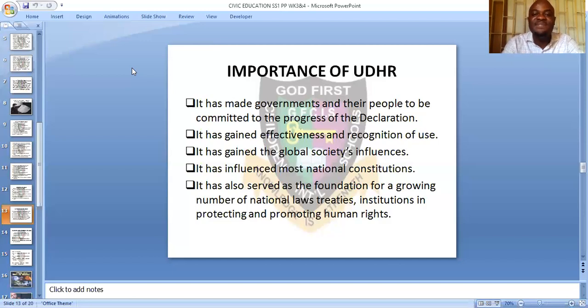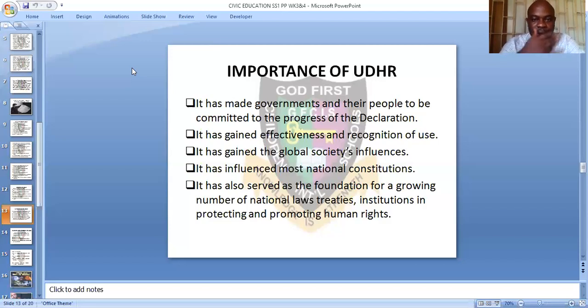Another importance is that it has influenced most national constitutions. Exactly, like I told you, in the Nigerian constitution, we can see it in section 39, where the fundamental human rights are stated one by one. As a result of that, we know that this is our constitution, and our rights are also entrenched, that is written inside the constitution. So that means we are covered.